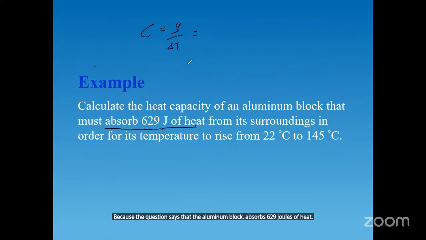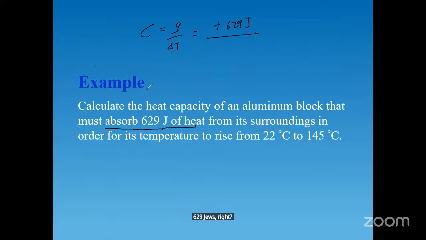So what does that say about the sign of Q? If the substance is absorbing heat, then the sign is what? Negative? Nope, it's absorbing, taking in. It's positive, right? So therefore, this will be plus 629 joules, right?